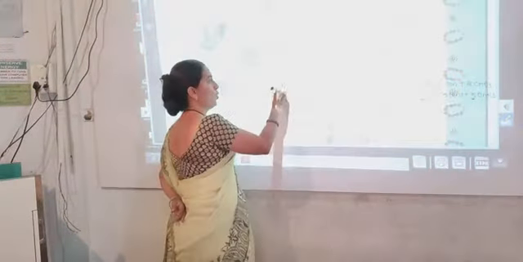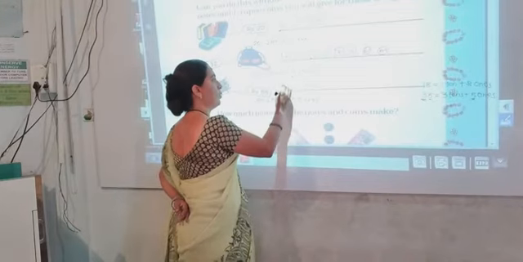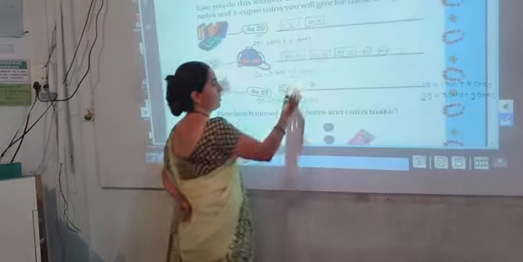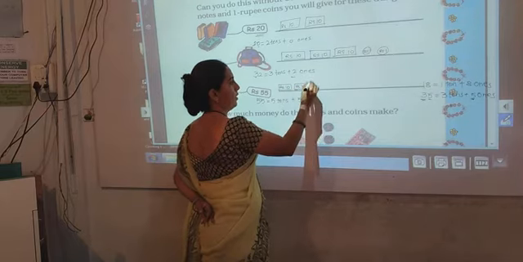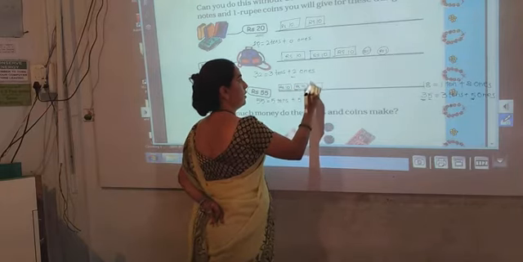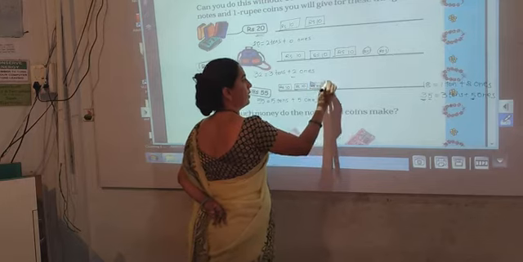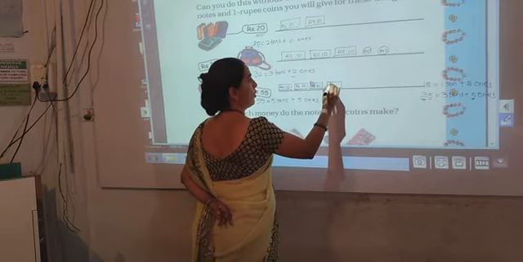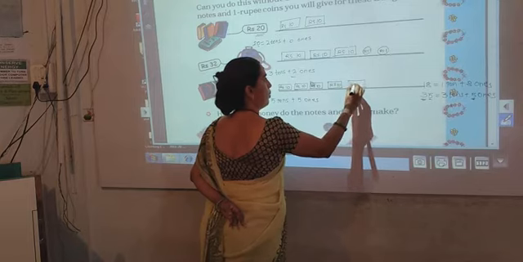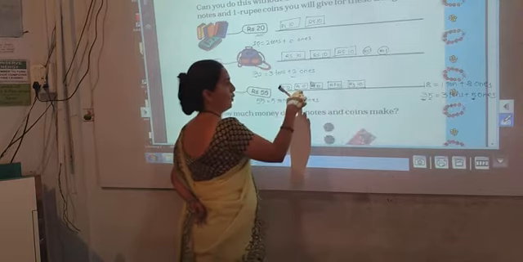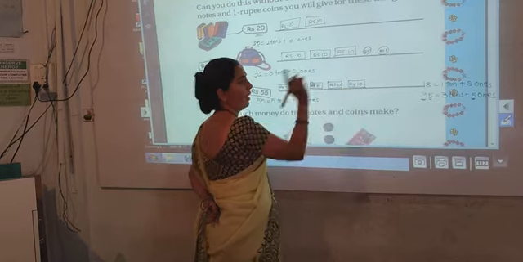So how many notes of rupees 10 are we going to draw here? 5 notes. 1. This is the second note of 10 rupees. This is the third note of 10 rupees. This is the fourth note of 10 rupees. And this is the fifth note of 10 rupees. 10, 20, 30, 40 and 50.